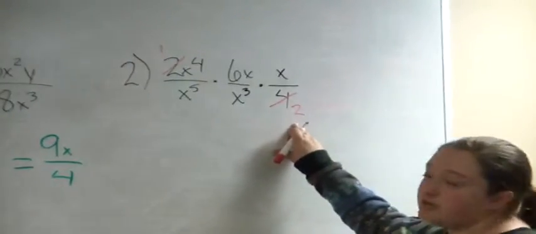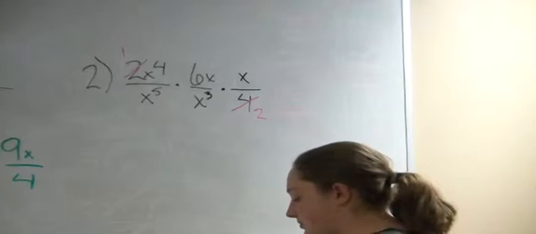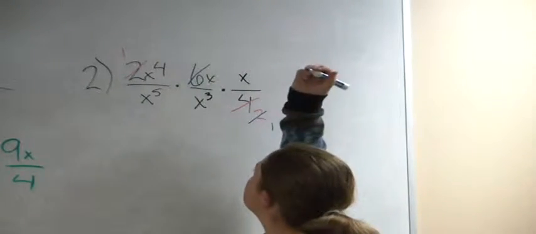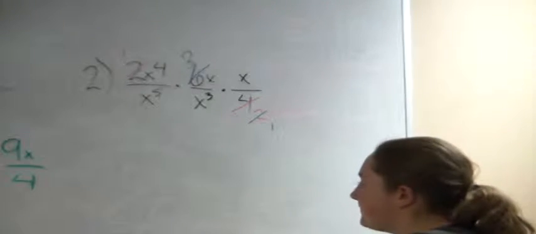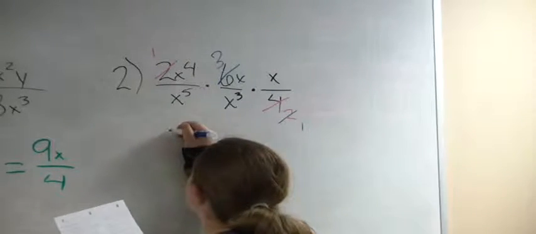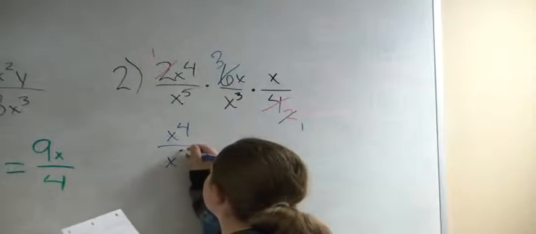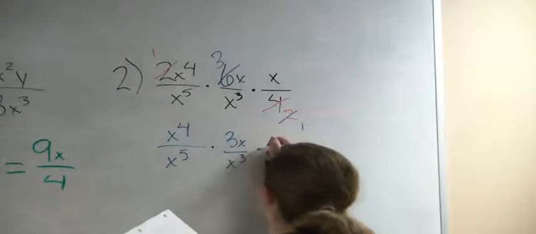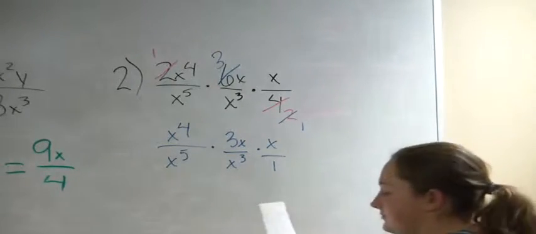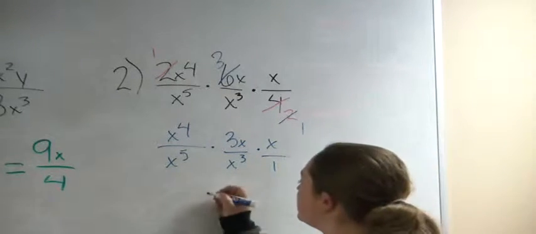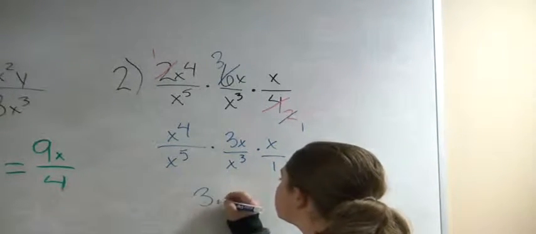And then since we have a 2 down here and a 6 up here, I'm going to reduce again, which leaves me with 1 and 3. So, our new equation is x to the 4th over x to the 5th times 3x over x to the 3rd times x over 1. So, if we condense this down, it's going to be 3x.